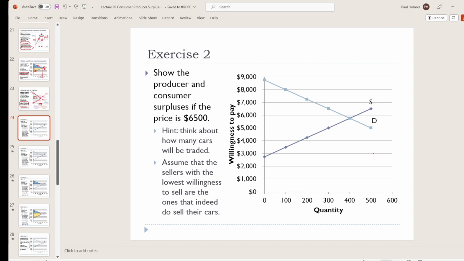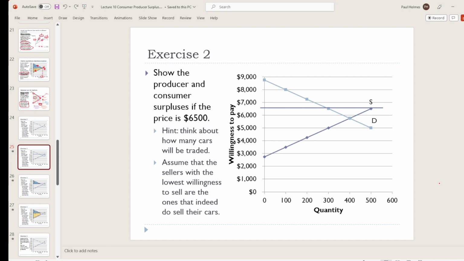So have a go at this, see if you can figure it out by yourself, and then I'll run through our answers. Okay, so first step is to draw the price on. So I've drawn the price on here at 6,500. That's going to be helpful for judging our consumer and producer surplus, though it doesn't give us all of our answers that we need. There's an extra assumption that we need to make.